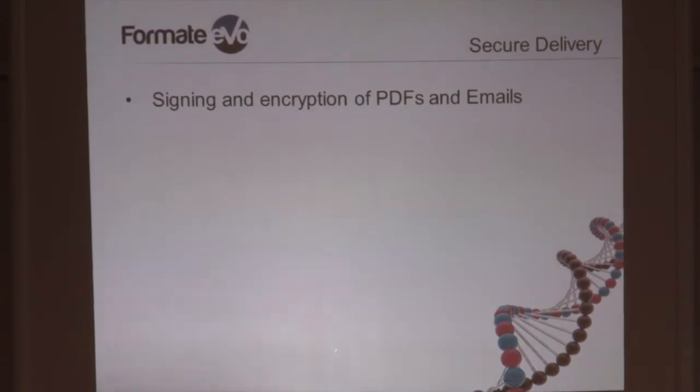One of the features of eVo is that we can introduce signing and encryption of PDFs and emails. This is something that going forward is more likely to become important. It's also a case that in parts of Europe it's already more important than it is here. So this offers a route to expansion across different areas of the world.